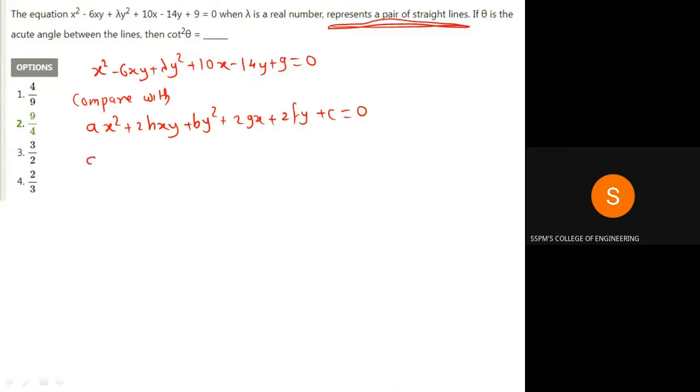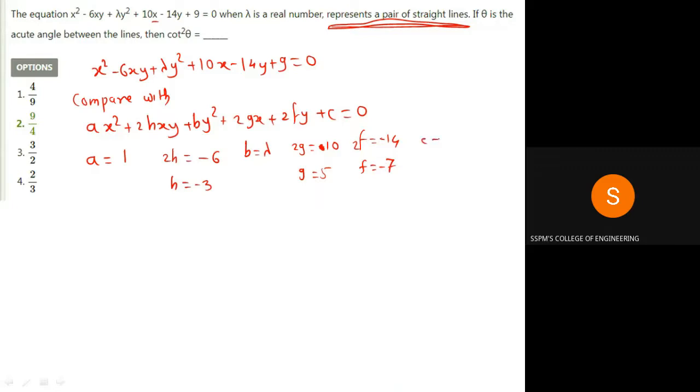We will compare it. So a is equal to 1. 2h is equal to minus 6, that means h is equal to minus 3. b is equal to lambda. 2g is equal to 10, see, the coefficient of x is 10. So g is equal to 5. Now f, what is the value of f? 2fy, so what is the coefficient of y? It is minus 14. So f is equal to minus 7.